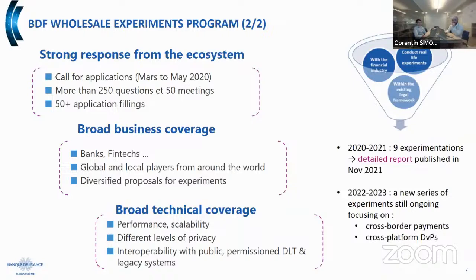There is a public report to summarize what we learned from these experiments that was published in November 2021. And a new series of experimentations started in 2022 and is still ongoing. It focuses on cross-border payments and cross-platform DVPs. And the Venice experiment that we will present to you in a few moments is part of this new series.